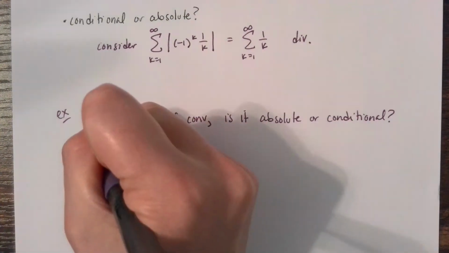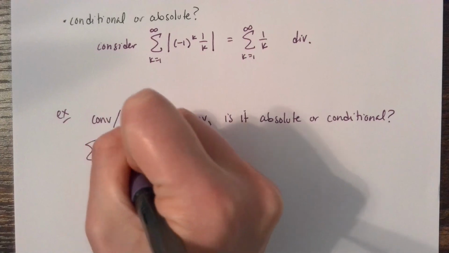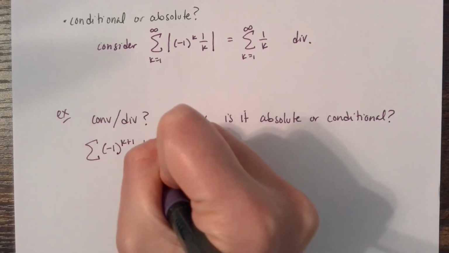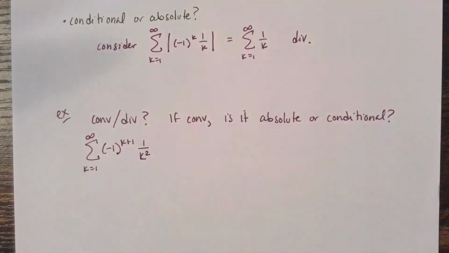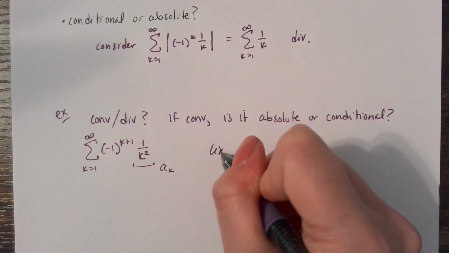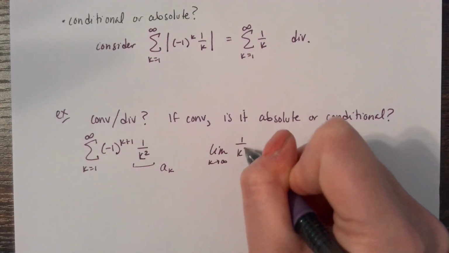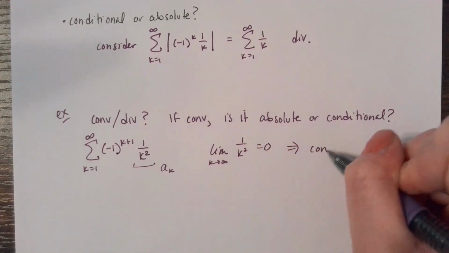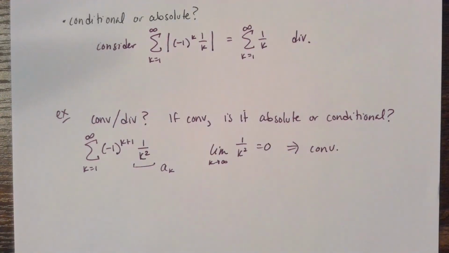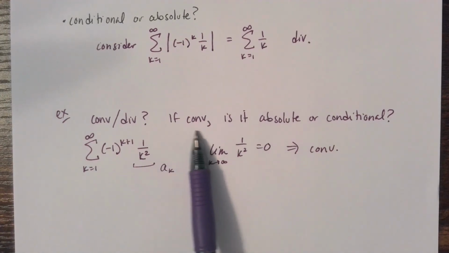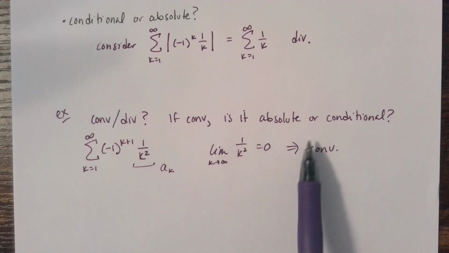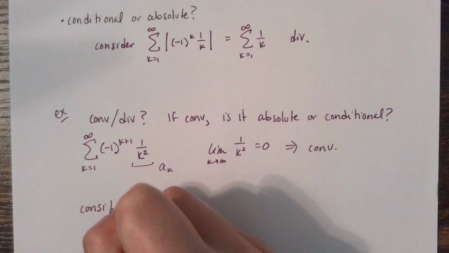Okay, so let's use another fairly simple example. Let's say -1 to the k plus 1 times 1 over k squared, k from 1 to infinity. This is really similar to the last example except for the k squared in the denominator. My a_k will be 1 over k squared. The limit of that as k approaches infinity is definitely 0. So by the alternating series test, we conclude that this series converges. Now we're going to answer this second piece here. If it's convergent, is it absolute or conditional? So now we want to consider the absolute value version of this series.